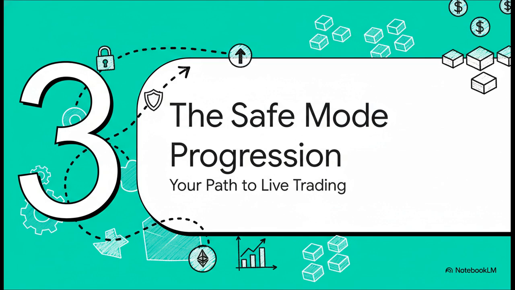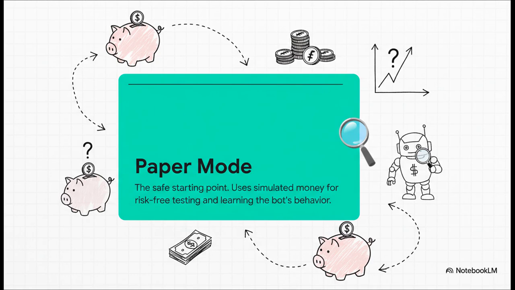Okay, next up is probably the most important concept in this whole explainer: the safe progression through the bot's different modes. Think of this as your responsible path to live trading. Everyone, and I mean everyone, should start right here, in paper mode. This is your personal sandbox. It's a full simulation. The bot runs its logic, it makes trades, but it's all with fake money. There is absolutely zero financial risk. This is where you learn how the bot thinks and just get comfortable with everything.